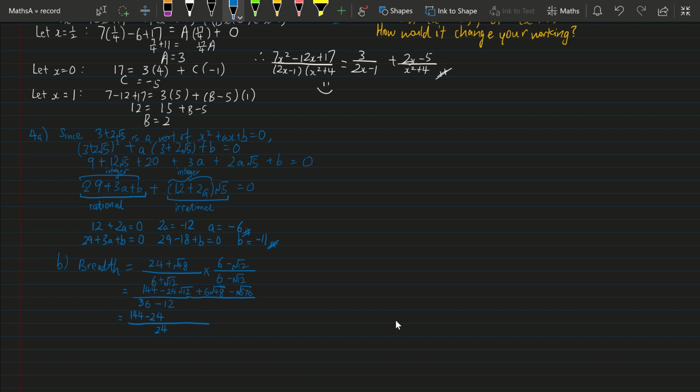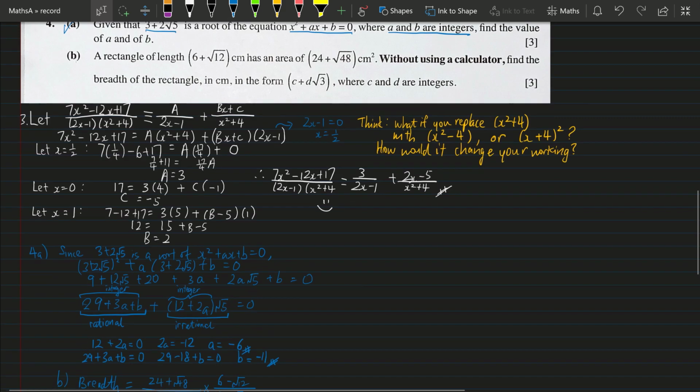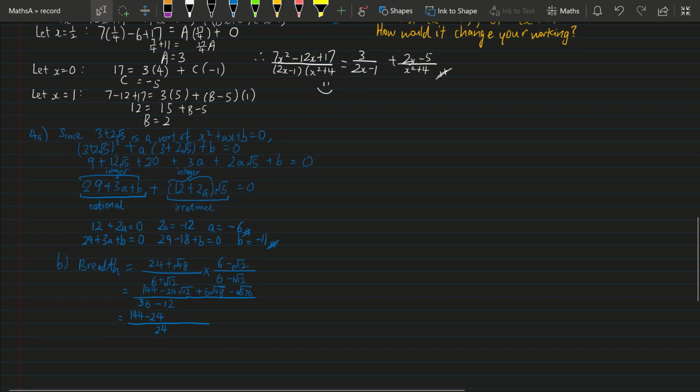But wait, didn't the question say you cannot use calculator? No. What the question meant was you shouldn't use the calculator to do this division to get the final answer. Because the calculators approved for use in O levels will not give you this nice form. So because they want you to get this nice form, where C and D are integers, they tell you not to use the calculator. But in your intermediate calculations, it's actually perfectly fine to use the calculator. Or at least that's what I think. Okay, so square root 576 is negative 24.